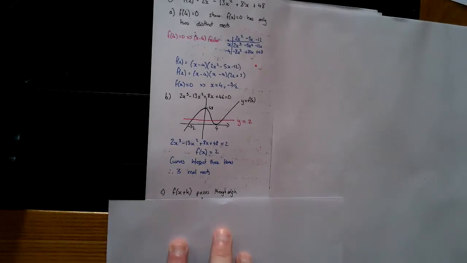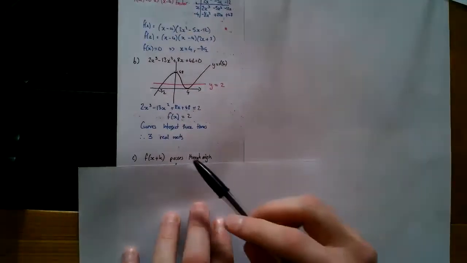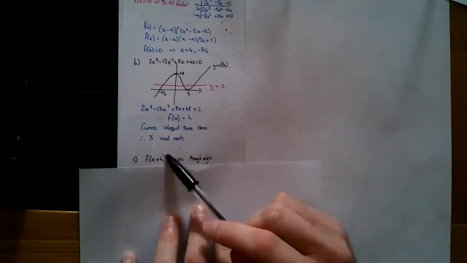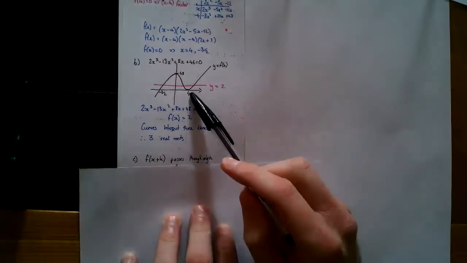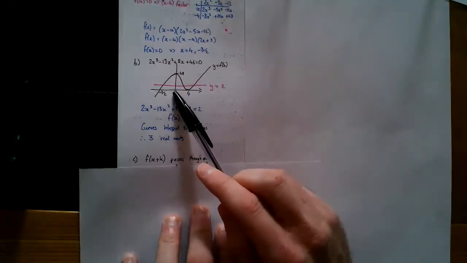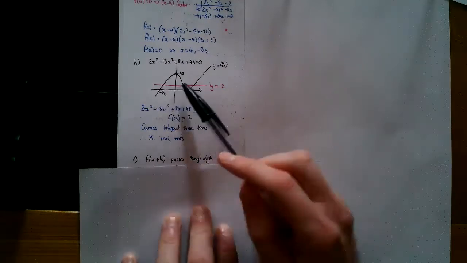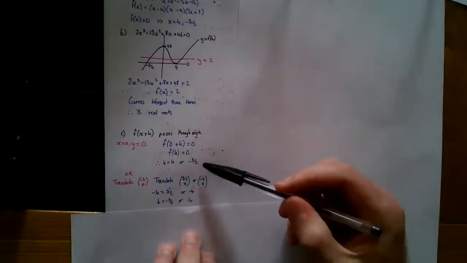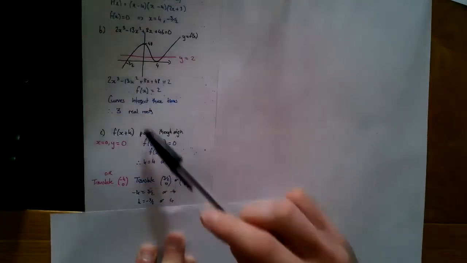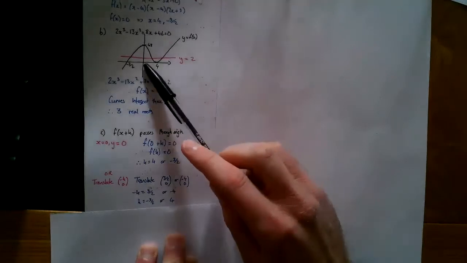And C, we know that f of x plus k passes through the origin. So that means if I move this, because x plus k is a translation of minus k in the x direction, so if I move it minus 4, it'll get there. If I move it plus 3 over 2, it'll get there. So I get either minus k is 3 over 2, so k is minus 3 over 2, or minus k is minus 4, so k is just 4. That one was a tricky one.